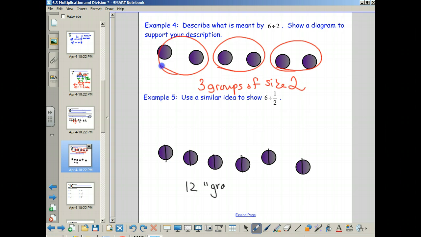And if you take a look, then I have 12. I know it sounds funny to call them this, but I used the word before. So 12 groups of size 1/2, or 12 halves. I have 12 of these different halves of cookies.